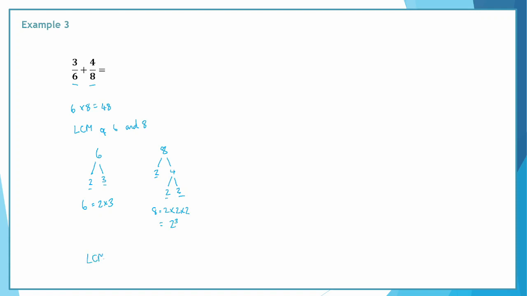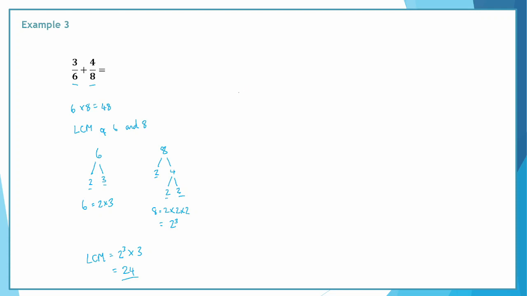And our LCM, just like we said in lesson 4, is going to be every single number that appears in both of these, and it's going to be the highest power of those numbers. So 2 appears in here and 2 appears in here, but 8 has 2 cubed, so we're going to write 2 cubed times 3, because 6 has a 3 in. 8 doesn't have a 3, but since 6 has it, we're still going to put 3. So 2 cubed is 8 times 3 gives us 24. So now we're going to use 24 as our common denominator, and we've got this by looking at the LCM of both 6 and 8.